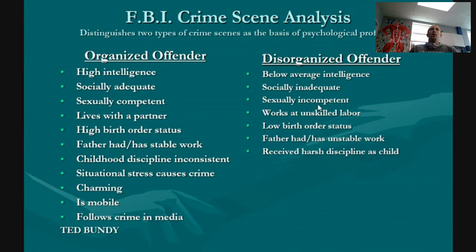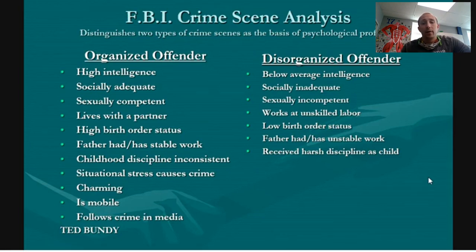Whereas for organized serial killers, where their discipline was inconsistent, disorganized serial killers typically experienced consistent, harsh physical, mental, and oftentimes sexual abuse as a child. So whereas it's very inconsistent for organized serial killers, it's just consistently bad for disorganized serial killers when they're growing up.